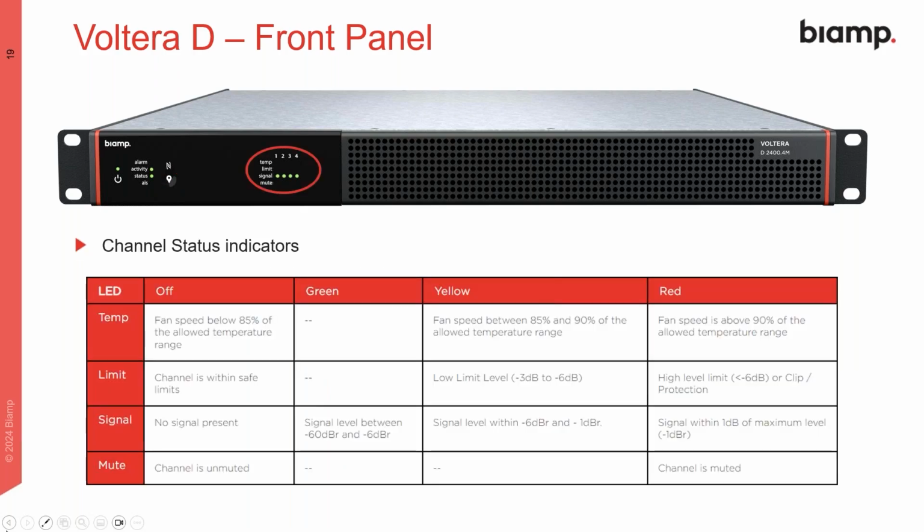Channel status indicators, they're still there. Again, if you don't have the app, they tell you a whole lot of information about what's going on at the moment while the system is running. Won't spend a lot of time on this, but information at a glance: signal, limit, temperature, mute. It's all there, and also indications for if there's a fault on a particular output of the amplifier.